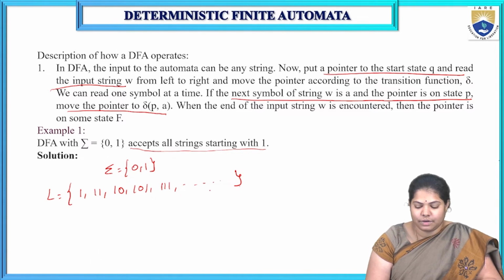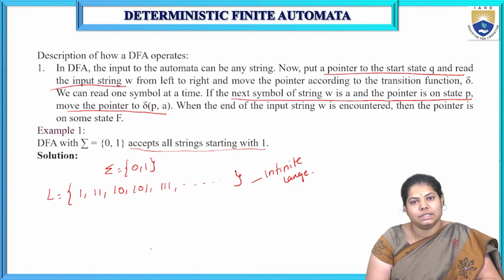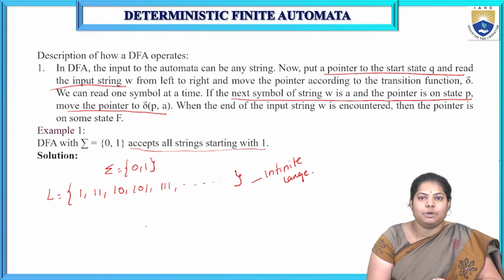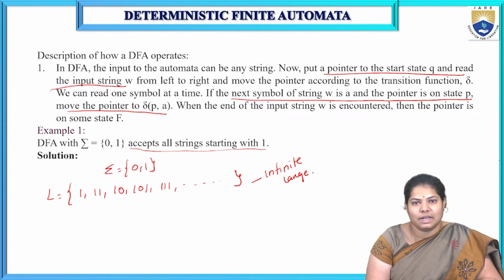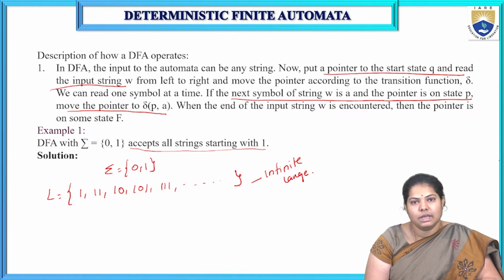So here we have strings more than countable. That means this particular language is an infinite language. So how do we draw the transition diagram for this particular language? What is a transition diagram? The transition diagram has to accept all the strings which are present in the language, as well as reject the strings which are not present in the language.